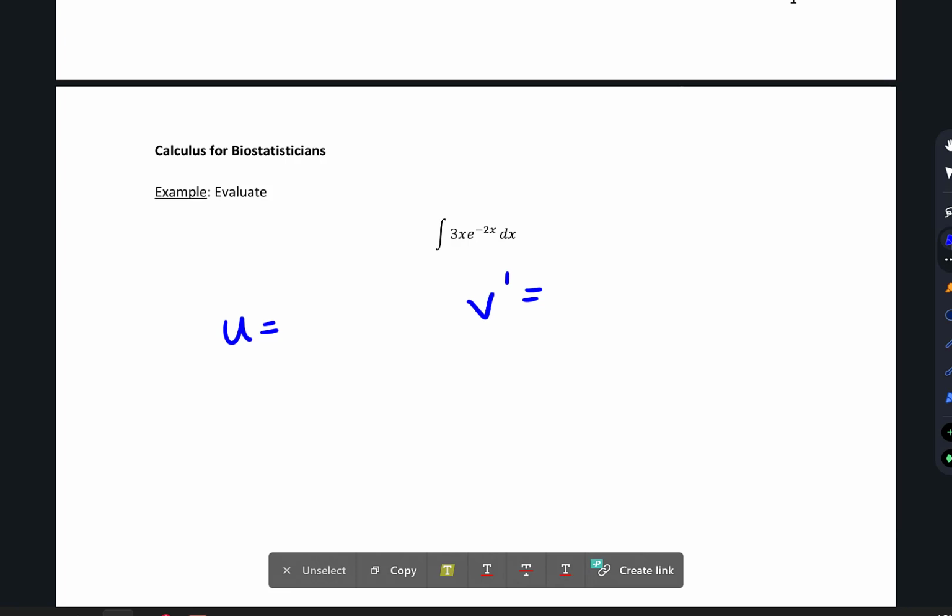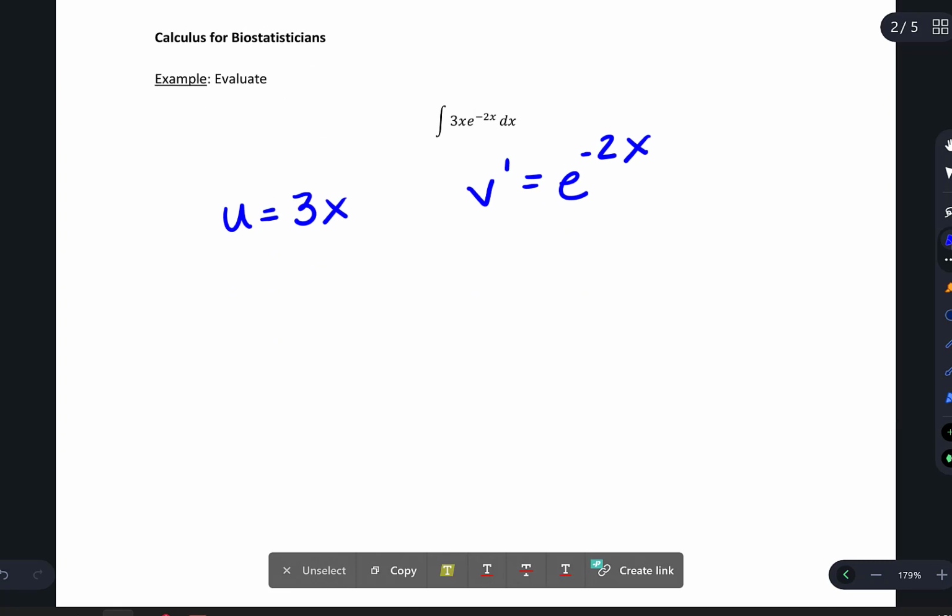So let's try u equal to 3x and v prime equal to e to the negative 2x. This suggests that u prime is equal to 3, and for v, notice here we've got the derivative and we're looking for the function that it is the derivative of. In other words, we're really thinking of integration here. This is equal to negative 1/2 e to the negative 2x.